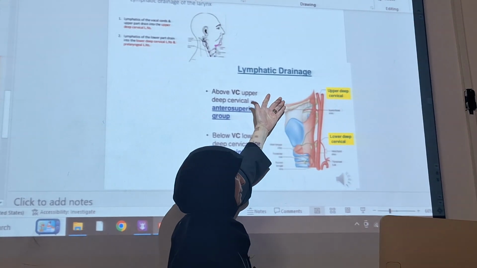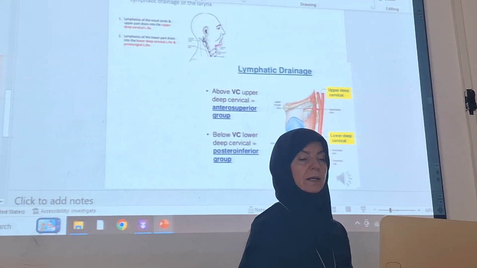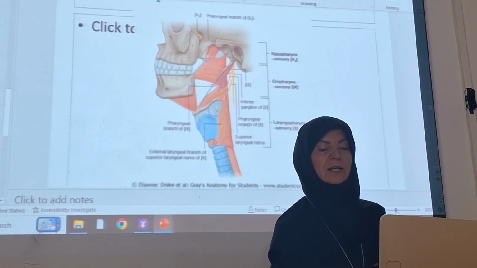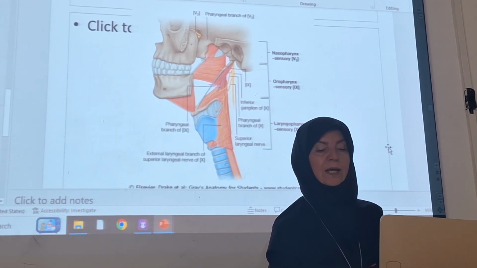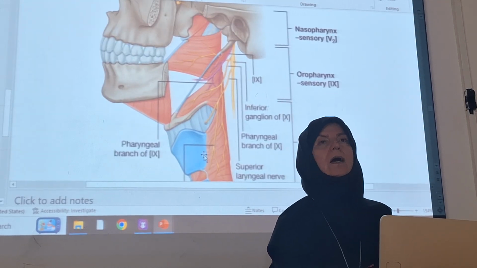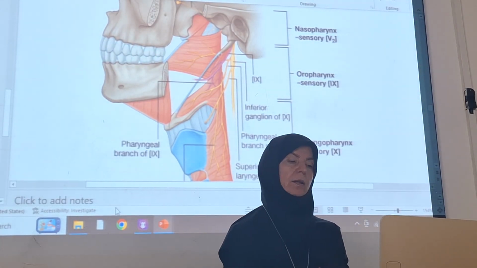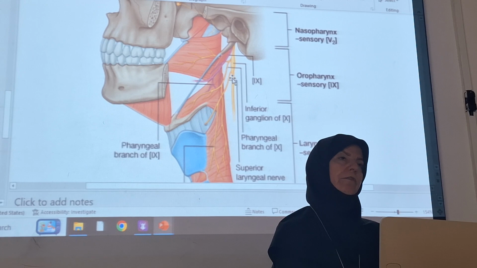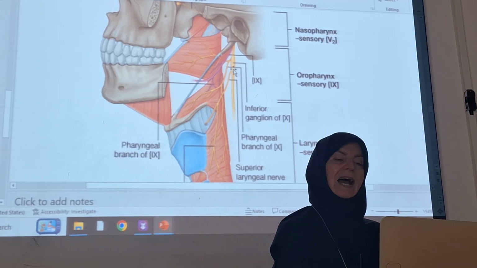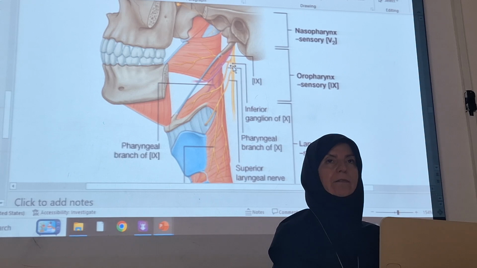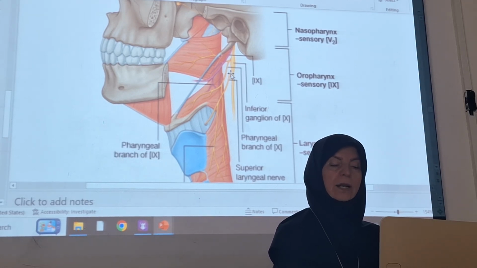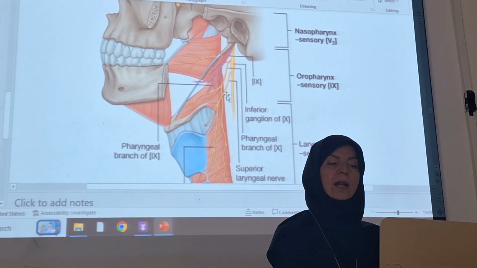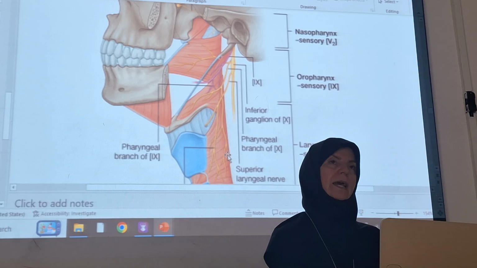And later, I am going to explain the nerve in the other slide. Which nerve is passing through the foramen in the thyrohyoid membrane? Look at here. Here you are going to look at the vagus nerve. The vagus nerve has a superior laryngeal nerve. This superior laryngeal nerve is going to divide into two branches, the internal and external laryngeal nerve.